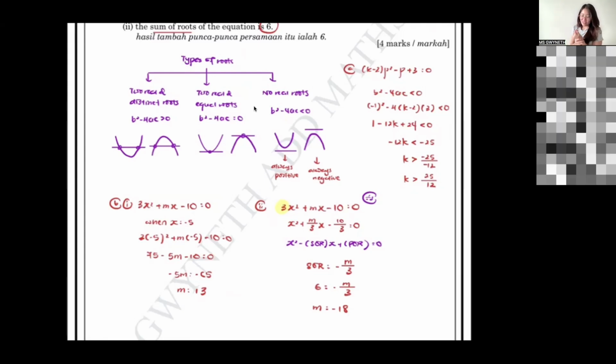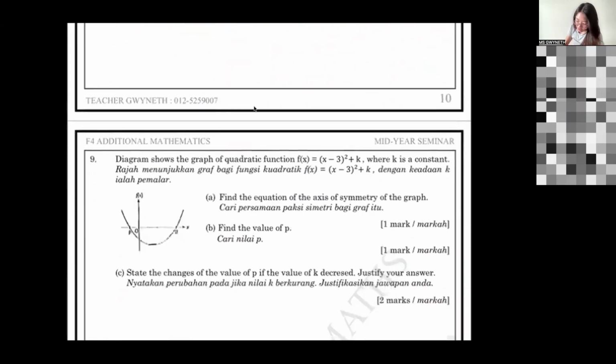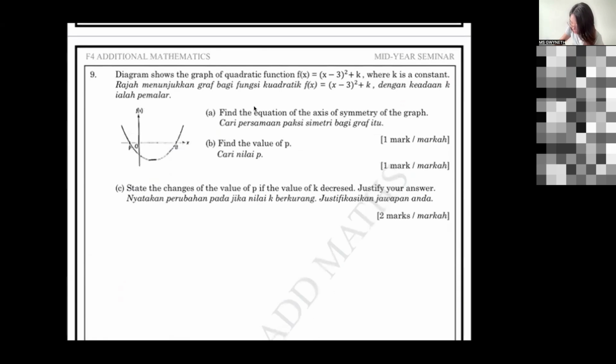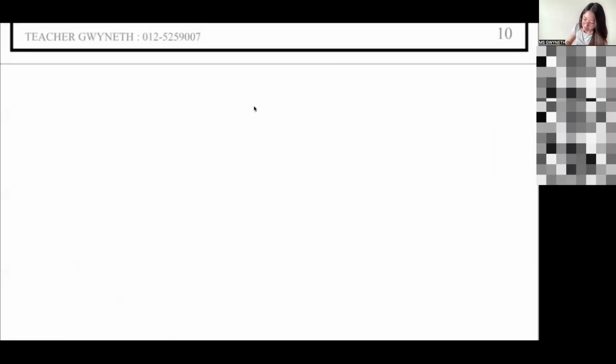All right. Now, next, everybody, let us move on to question 9. Before I move into question 9, a very important thing you have to understand. In chapter 2, you have 3 forms. The first one is called general form. The second is vertex form that we always see.